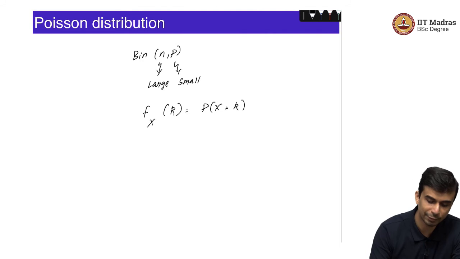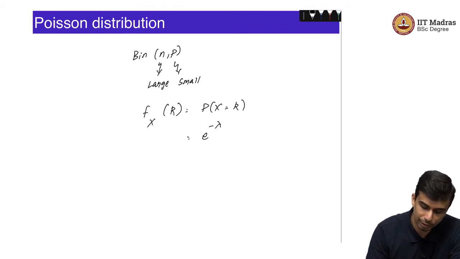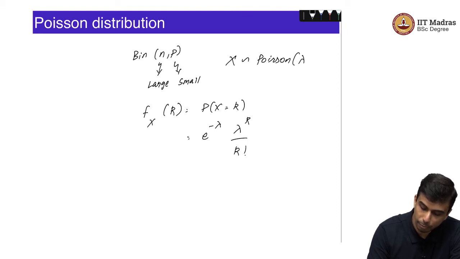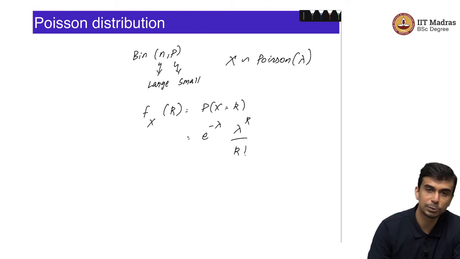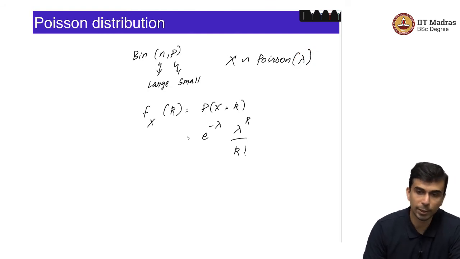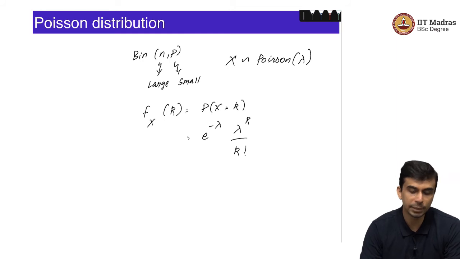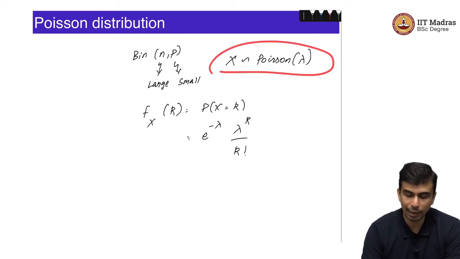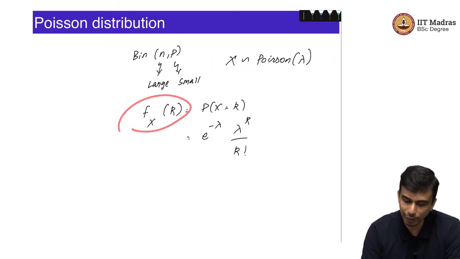But we can define the Poisson distribution independently. That is, f_X(k), the probability that X is equal to k, is e to the power minus lambda, lambda to the power k, divided by k factorial. X is distributed as Poisson, and the Poisson distribution's parameter is lambda. In the same way, for the Bernoulli distribution the parameter is p, and for the binomial distribution the parameters are n and p.